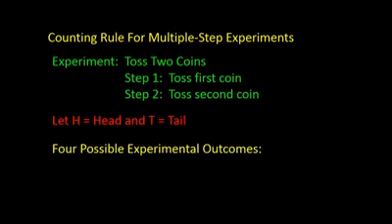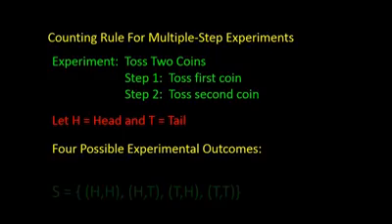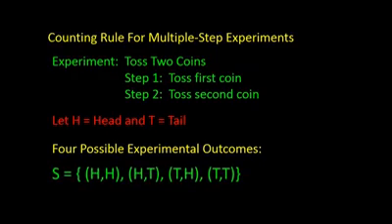If we think about this scenario, tossing 2 coins, we can see there are 4 possible outcomes. We can either toss a head on the first coin and another head on the second coin, that is 1 possible outcome, or we could toss a head and then a tail, that would be the second possible outcome, or we can toss a tail and then a head, that would be the third possible outcome, and finally we could toss a tail and then another tail, TT, and that would be the 4th possible outcome. So the sample space for this multi-step experiment has 4 possible experimental outcomes.